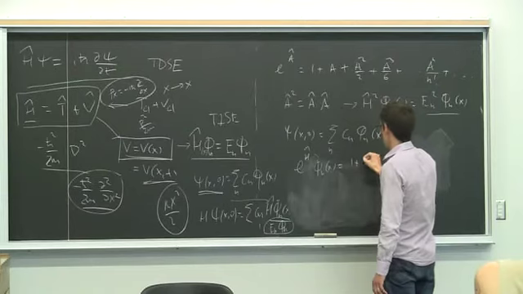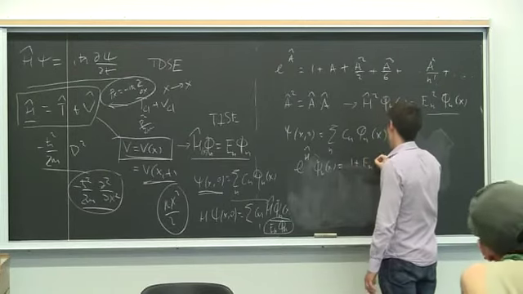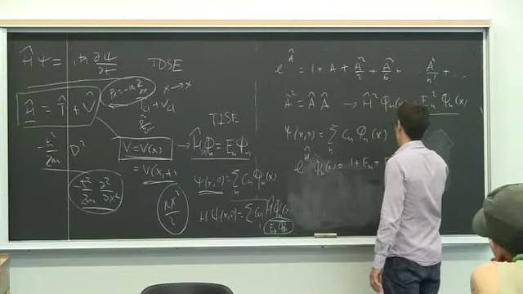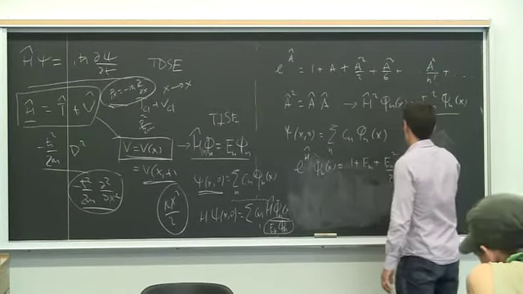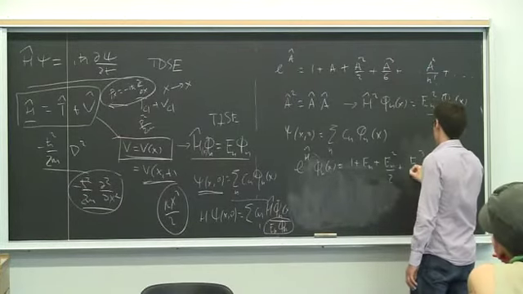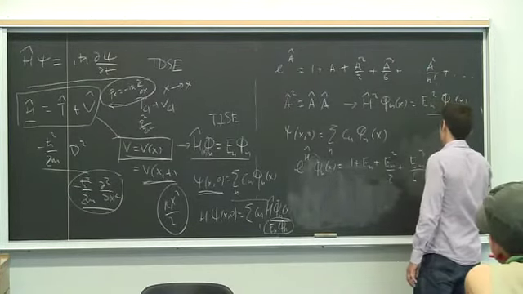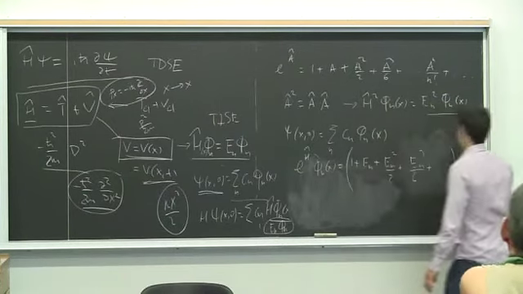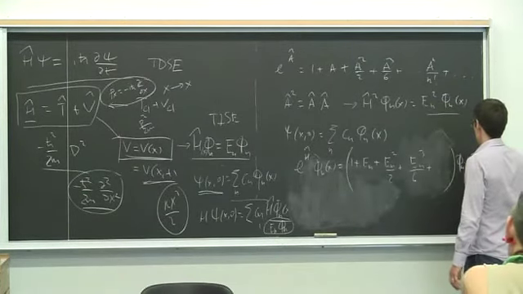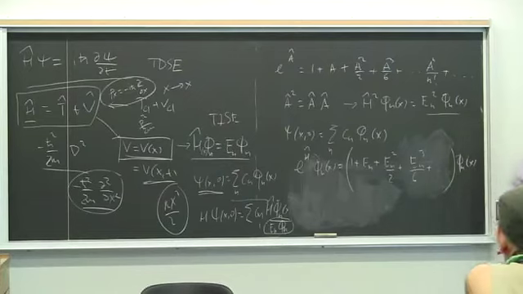So we will get 1 plus E n plus E n squared divided by 2 plus E n cubed divided by 6, and so on and so forth, multiplied by phi n of x. Do you follow?